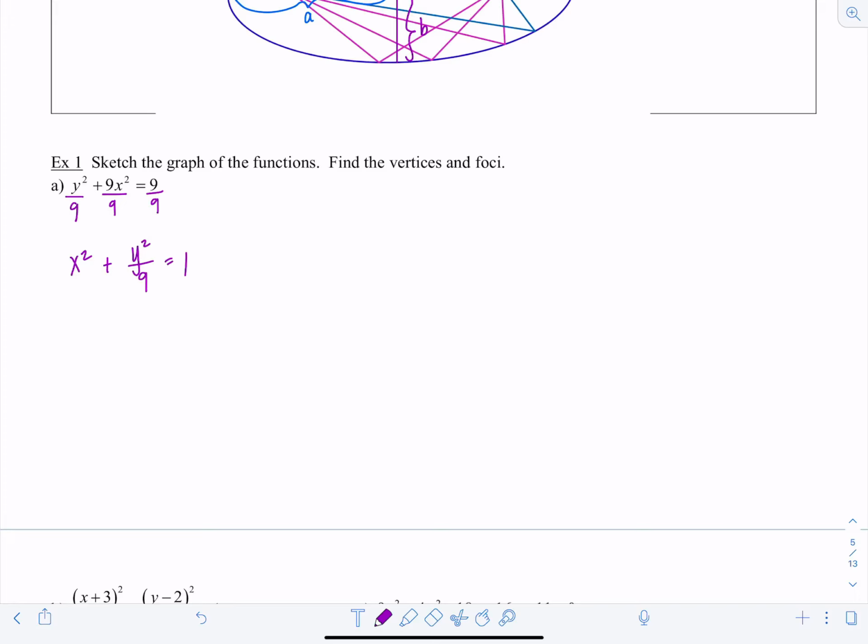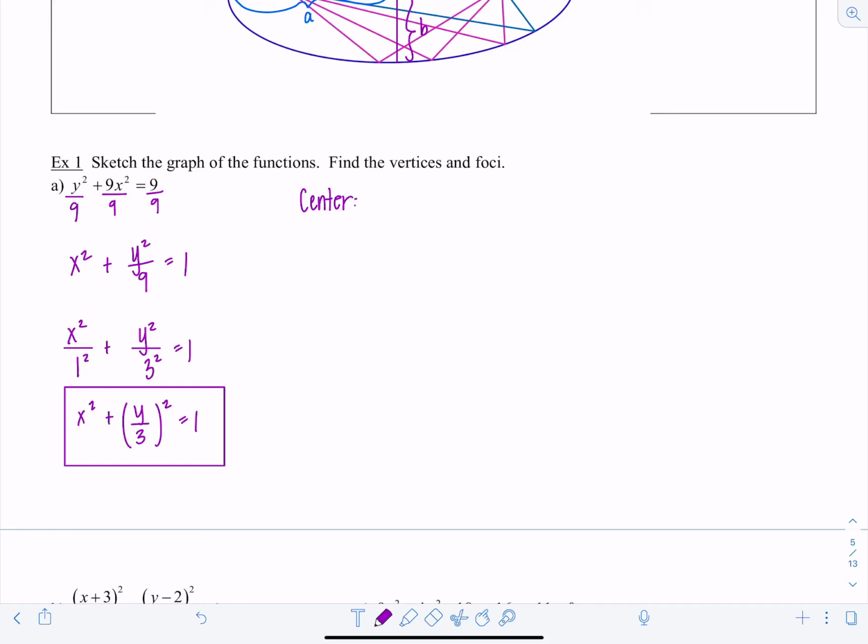If you want to identify what a and b are more easily, I could write this as x squared over 1 squared plus y squared over 3 squared equals 1. And sometimes you even see it as x squared plus (y over 3) squared equals 1. Anyways, from here, we can identify where the center, a and b are, right? So where's the center? It's at (0, 0). Now let's find a and b. a is always larger than b for an ellipse. So a is equal to 3 and b is equal to 1.